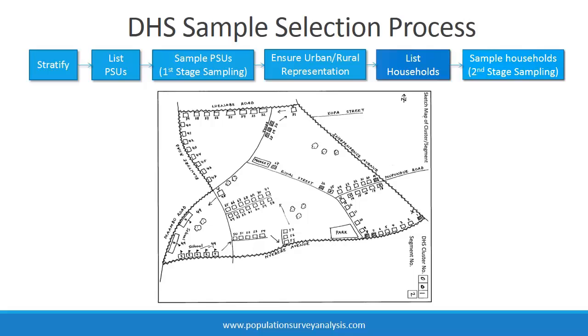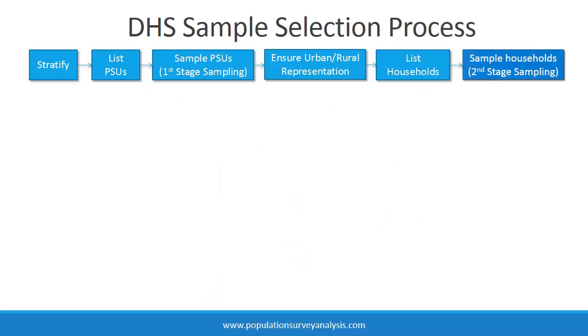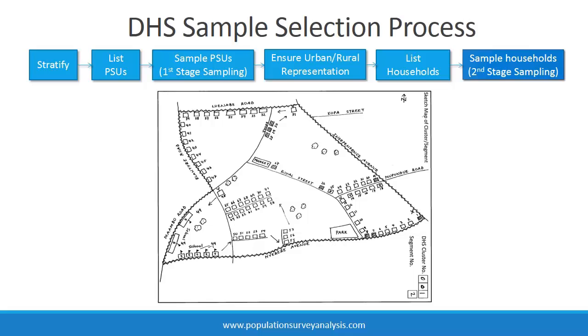These teams hand-sketched maps of each PSU, each map showing all households, main roads, and key landmarks in the village or neighborhood. In the second stage of sampling, these maps were brought back to the central office, where the survey planners selected which households would be included in the final sample.